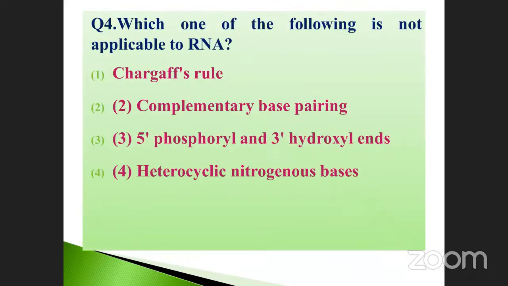Which of the following is not applicable to RNA? Chargaff rules. What is meant by Chargaff rules? My dear students, one purine molecule combines with a pyrimidine molecule. The number of purine molecules is equal to the number of pyrimidine molecules. Yes, both are equal. Adenine combines with thymine by a double hydrogen bond, and guanine combines with cytosine by a triple hydrogen bond. So these are the Chargaff rules. Is it present in DNA or RNA?